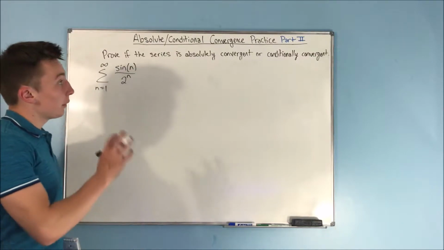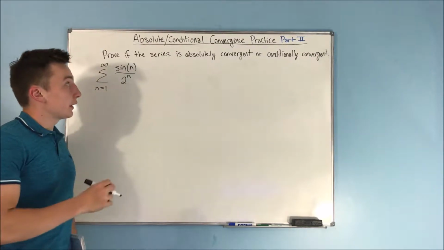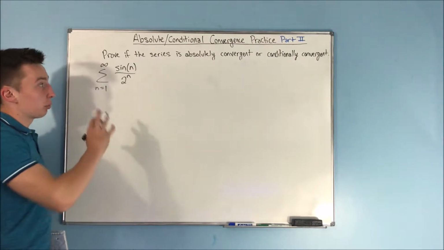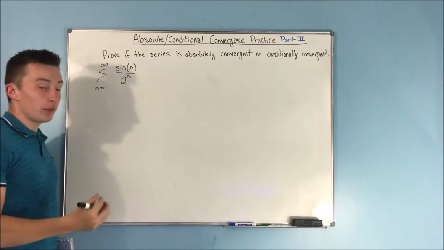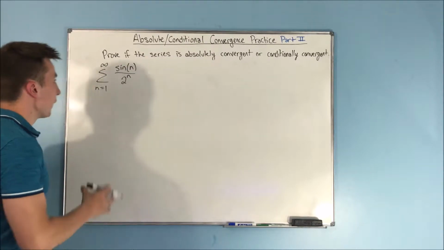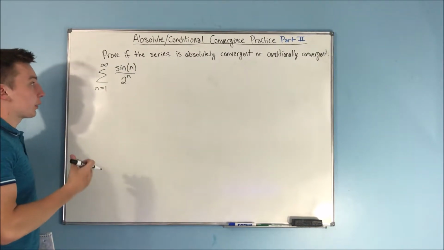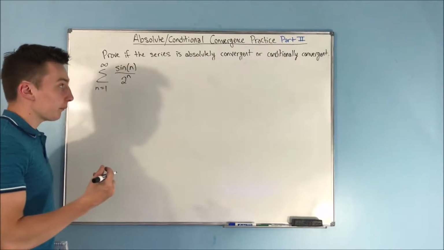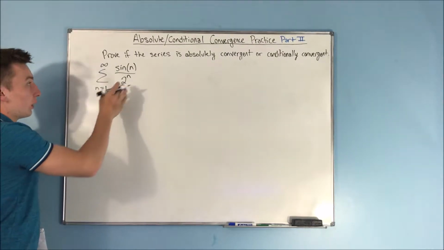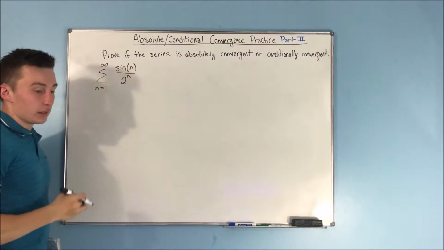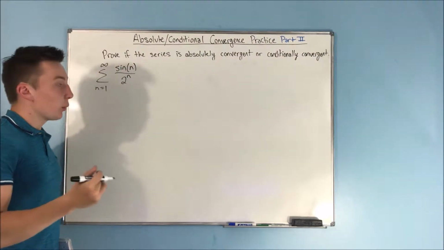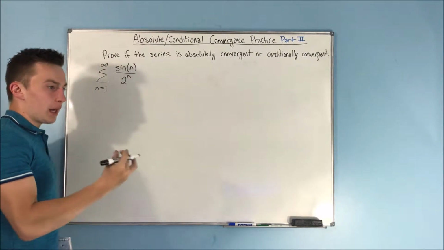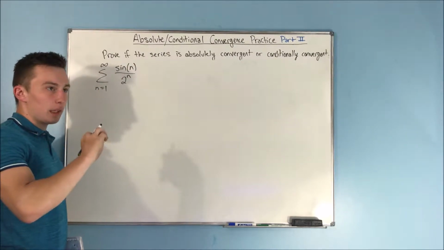Alright, so this video is going to be part 2 of our absolute / conditional convergence practice. Again, we want to prove if this series is absolutely convergent or conditionally convergent. Our series is the sum from n equals 1 to infinity of sine of n over 2 to the n. This sine of n is going to throw us off here because now we're going to get terms that are positive and negative, and it's not any pattern.